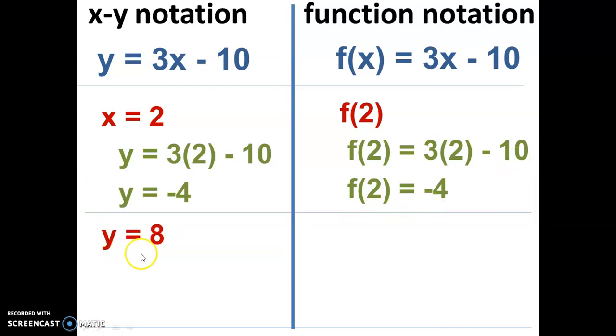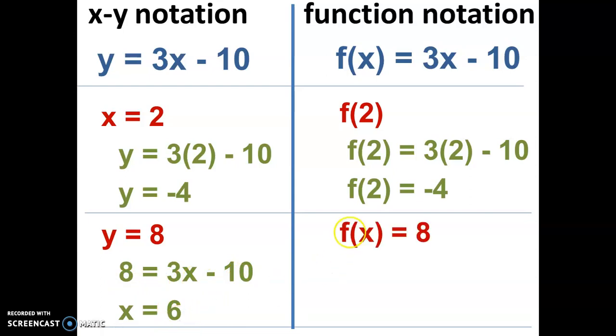Now, let's say y equals 8, so solve for x. So you replace y with 8, solve this one backwards here, and you get x equals 6. Try in functional notation. This time, if y equals 8, that means f of x is 8, so we replace this thing with 8 right here, and then it becomes the same solving we did here. Alright, so that's xy notation versus function notation.